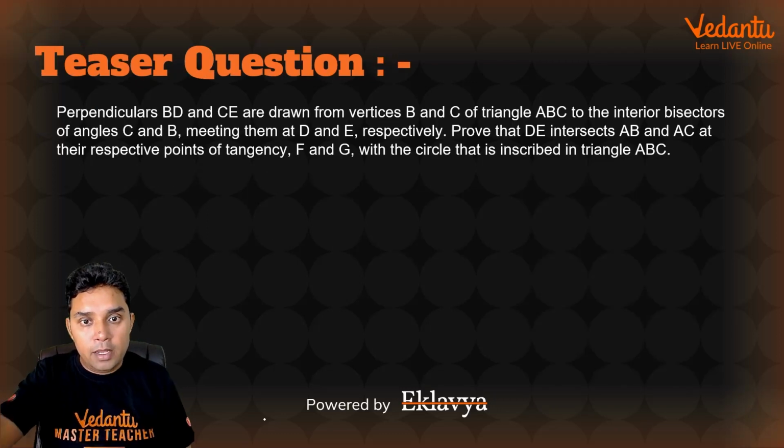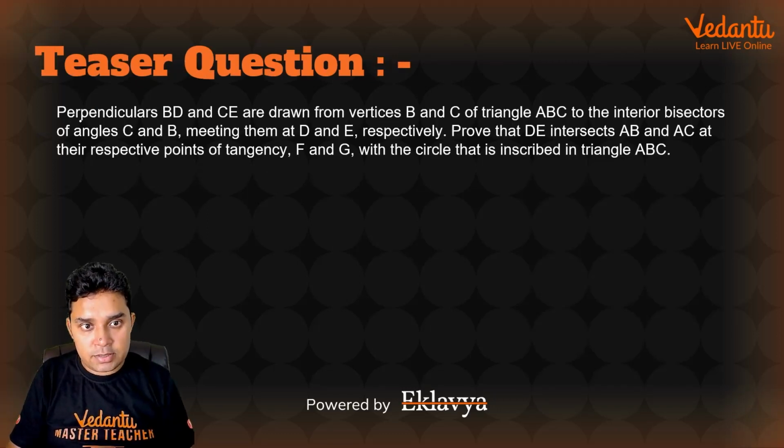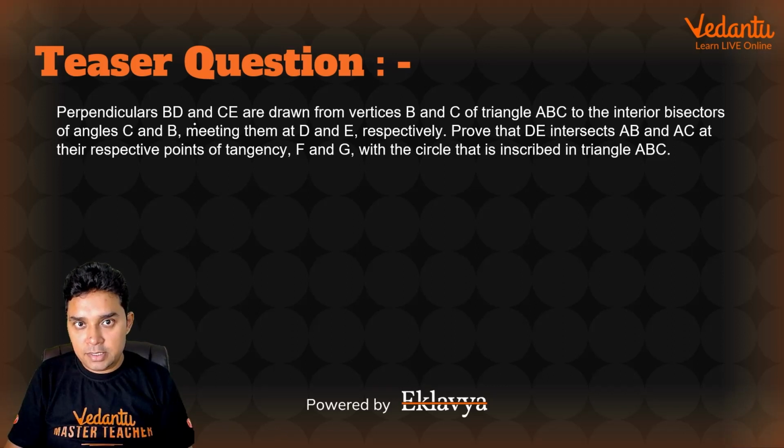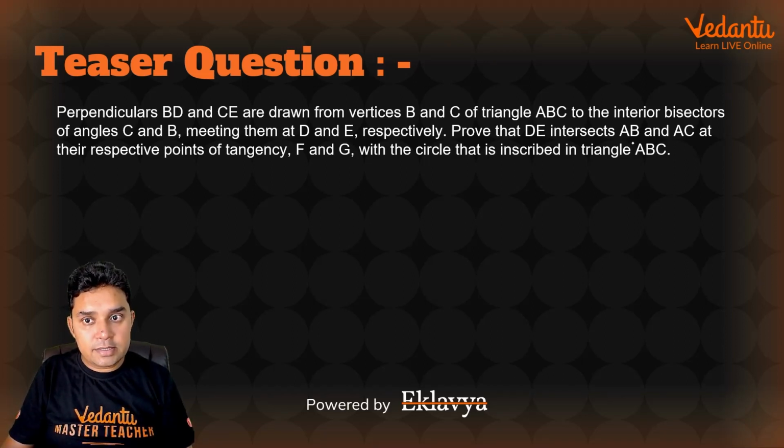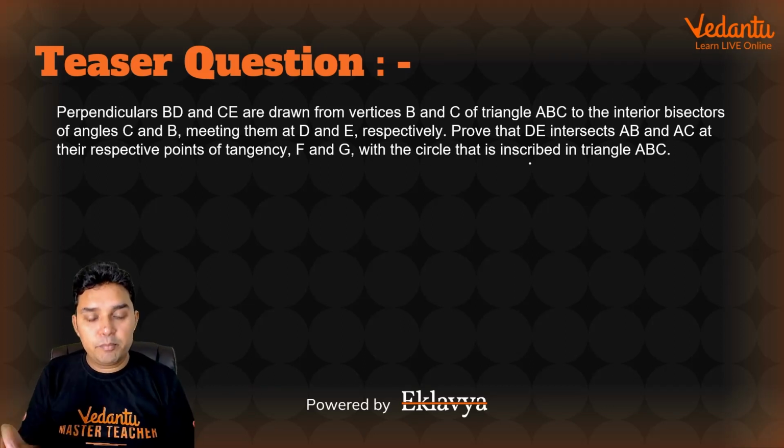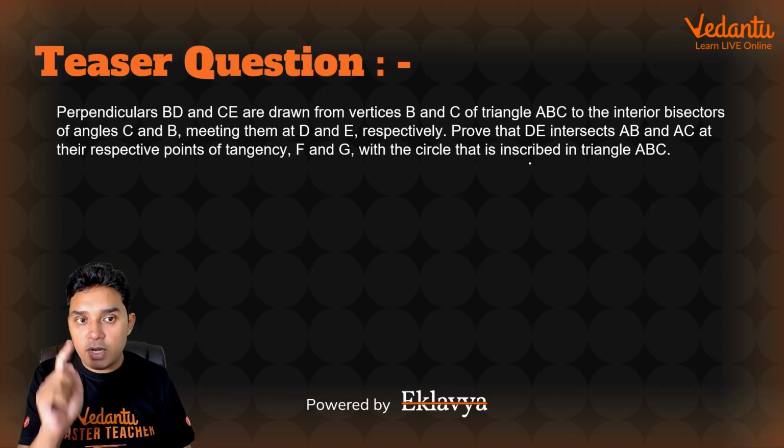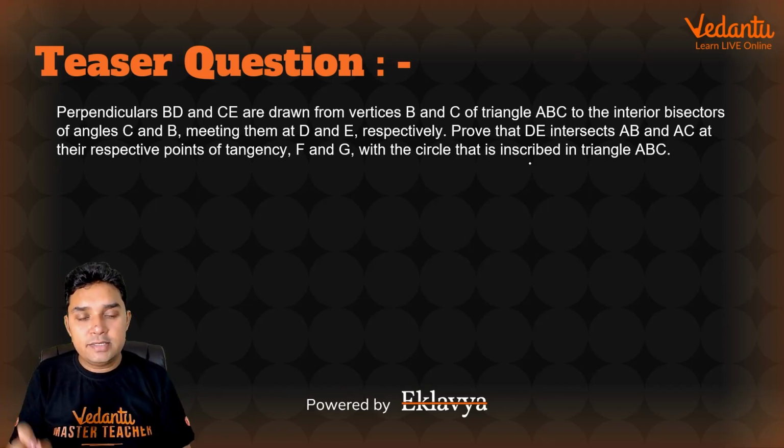Now let me come to the teaser question. This question is that perpendiculars BD and CE are drawn from vertices B and C of triangle ABC to the interior bisectors of angle C and B, meeting them at D and E respectively. We have to prove that DE intersects AB and AC at their respective points of tangency, F and G, with the circle that is inscribed in the triangle ABC. Please make a fair diagram. You will understand what exactly is given and what exactly is asked.